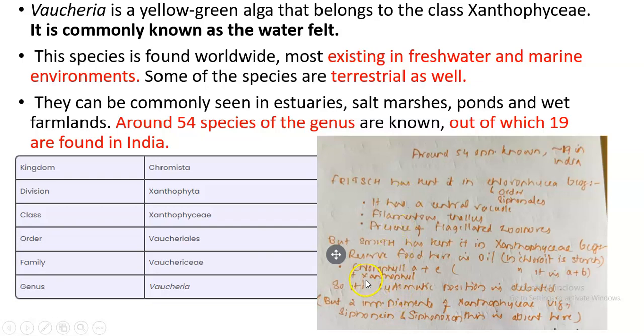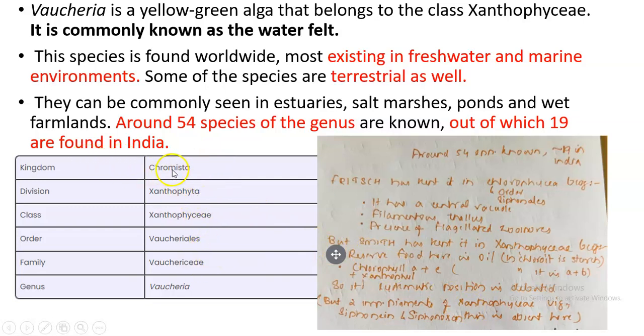But one thing is important. Though we are now classifying it under Xanthophyceae by following Smith's classification, there are two important differences which dispute even this decision. That is, if it was present in Xanthophyceae, it must have contained pigments like siphonin and siphonoxanthin, but this is absent here. It is having xanthophylls and carotenoids, but it is lacking siphonin and siphonoxanthin. So this is a dispute for deciding it to be under Xanthophyta.